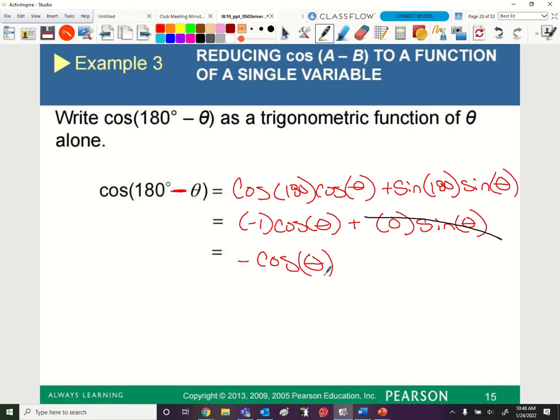And that's as a single variable, so we only have one variable. We have one value that we know and the value that we don't know, which is my theta. All right, I'm going to keep going. So if you need more time on this, just pause the video, come back to it.